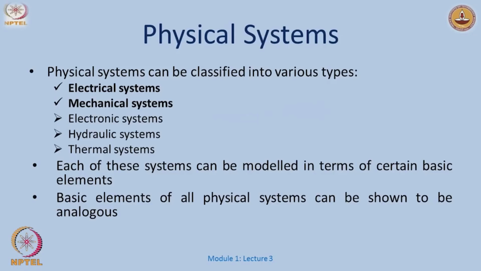Okay. So, we start by classifying things into several types. It could either be an electrical system, a mechanical, electronic, hydraulic, thermal and several other systems. And each of these systems, as we will see, can be modeled in terms of certain very basic elements, right. And then we will see if there is any analogy cross domain between electrical and mechanical systems. And through this lecture we will concentrate mainly on electrical and mechanical systems.